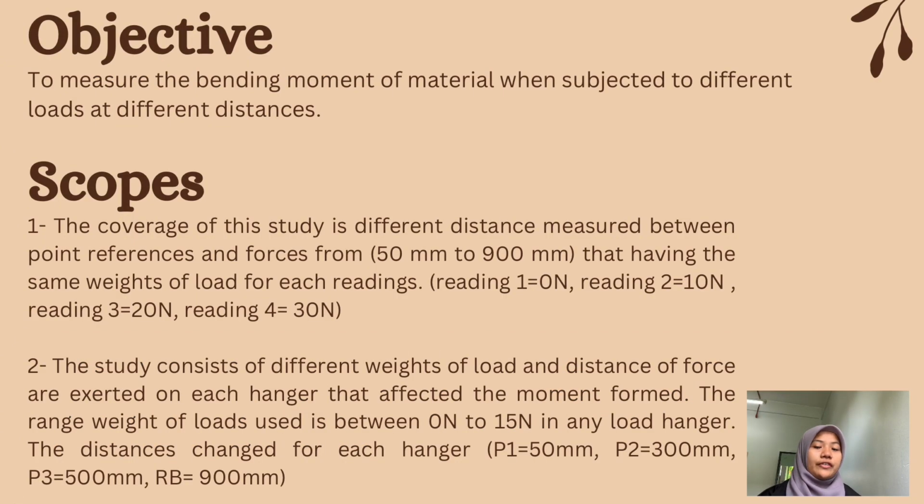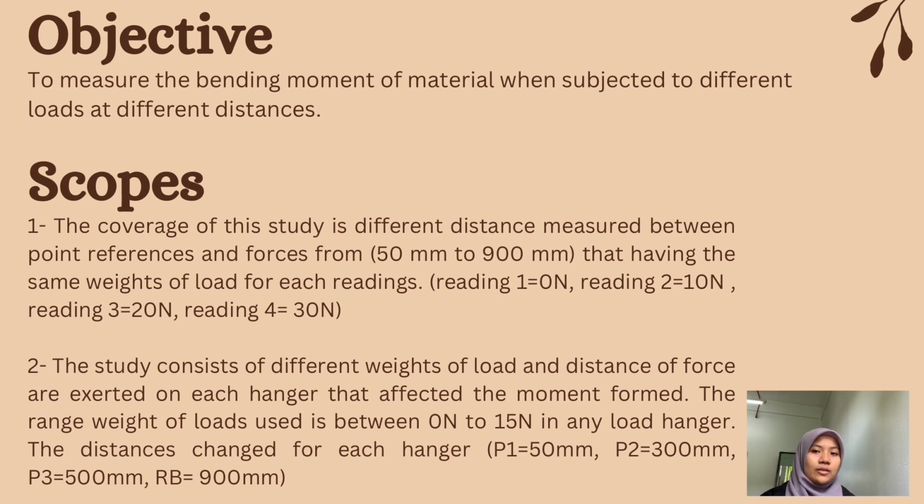The objective of the experiment is to measure the bending moment of a material when subjected to different loads at different distances. There are two scopes for this objective. The first one is that the coverage of this study is the different distance measured between the point of reference and the force, from 50 mm to 900 mm, having the same weight of load for each reading. Reading 1 equals 0 Newton, reading 2 is 10 Newton, reading 3 is 20 Newton, and reading 4 is 30 Newton.